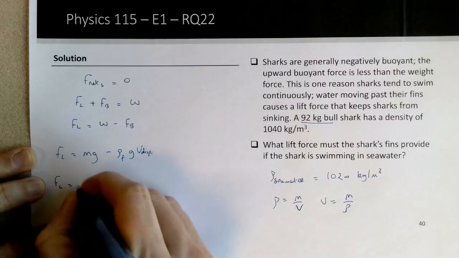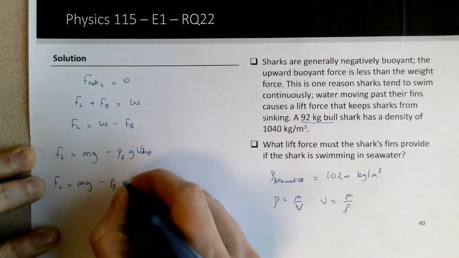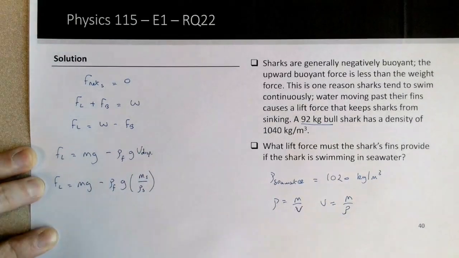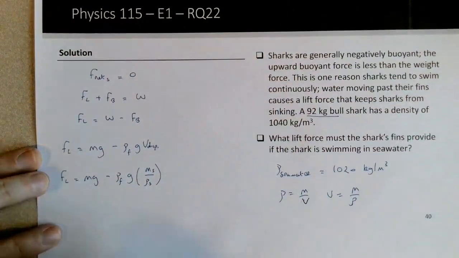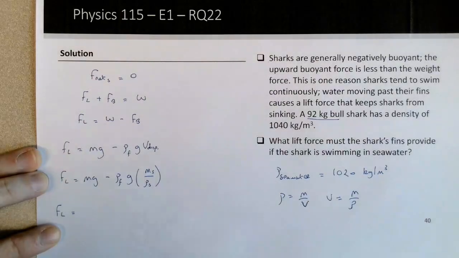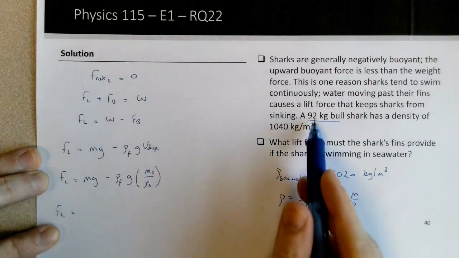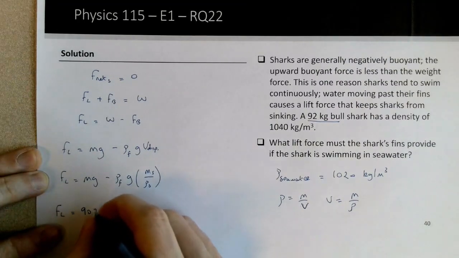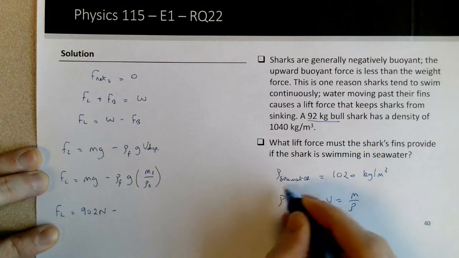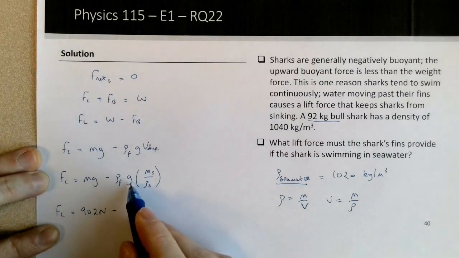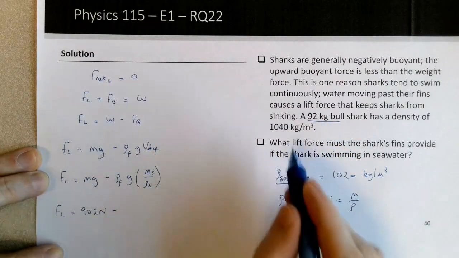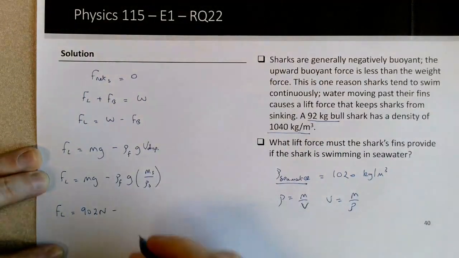So F lift will be m times g minus rho of the fluid times g times the mass of the shark over rho of the shark, not to mix up those rhos. If you multiply 9.8 times the 92, you end up with 902 newtons. Rho of the fluid is 1020, seawater, g is 9.8 meters per second squared, the mass of the shark is 92, and the density of the shark is given here, and that gives you a value of 884.